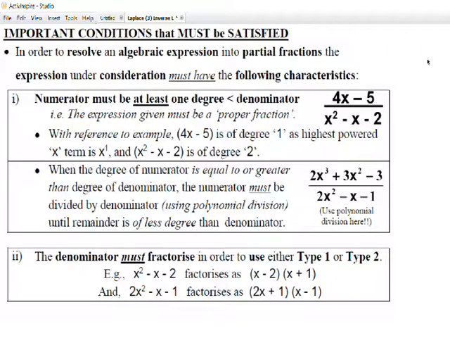There are two important conditions we've got to satisfy before we undertake our partial fraction process. The first one is that the numerator must be at least 1 degree less than the denominator. So if you look at the numerator, here we have 4x minus 5, and the denominator we have x squared minus x minus 2. The numerator is x to the power 1, and the denominator is x to the power 2. So it satisfies the condition that the order of the numerator is lower than the order of the denominator.